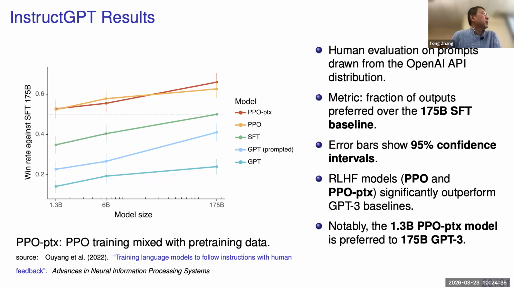The PPO and PPO-ptx are mentioned here. One is PPO just on their PPO training data, and we will see their training data. The other one is mixed with pre-training data, just to make sure it doesn't forget as much. So they add more data, and the data comes from pre-training.